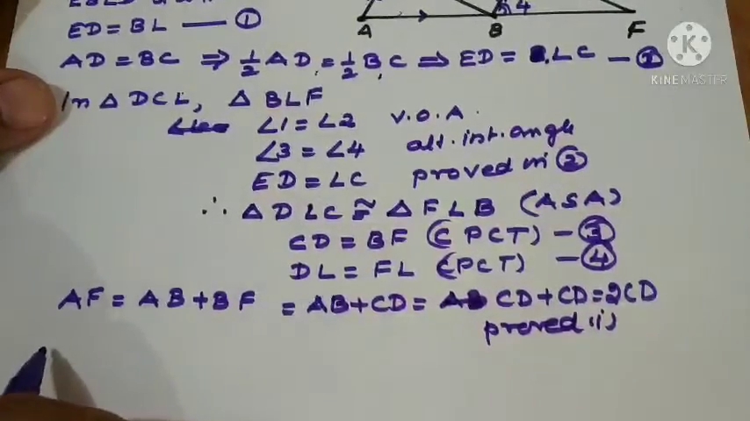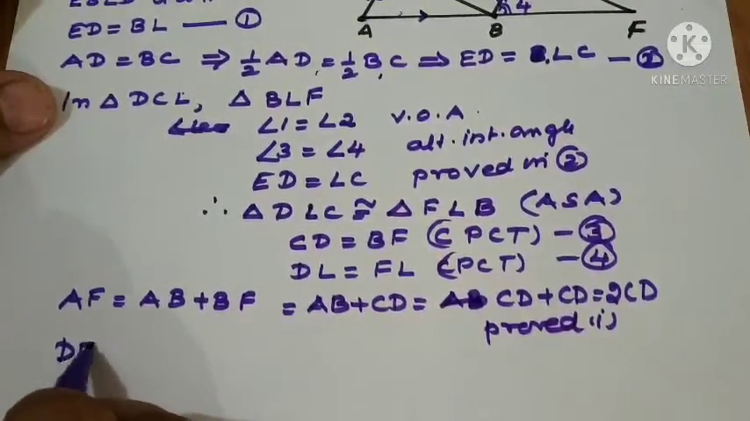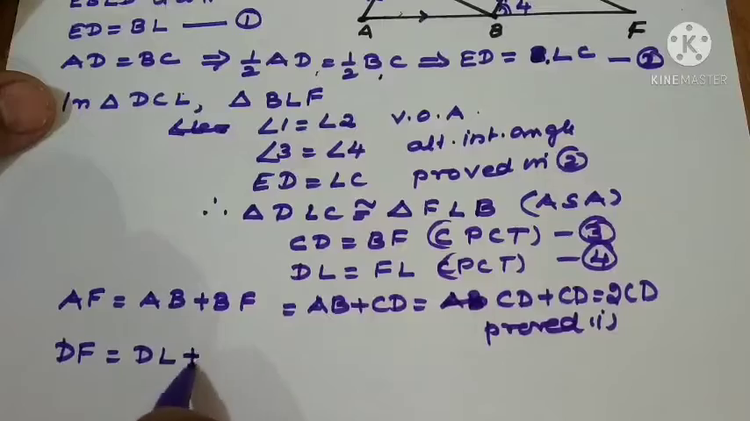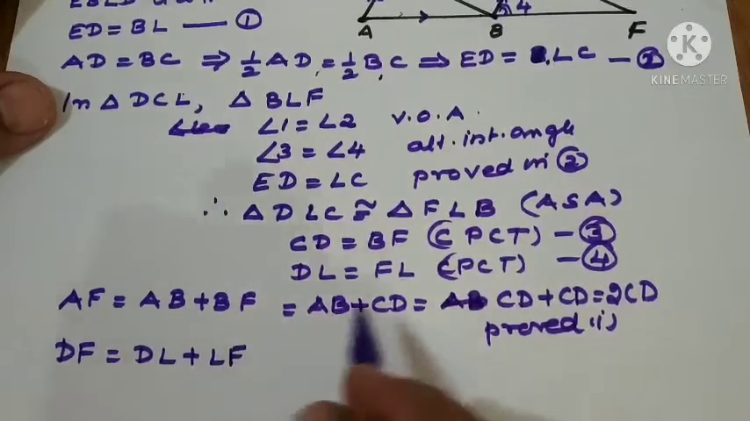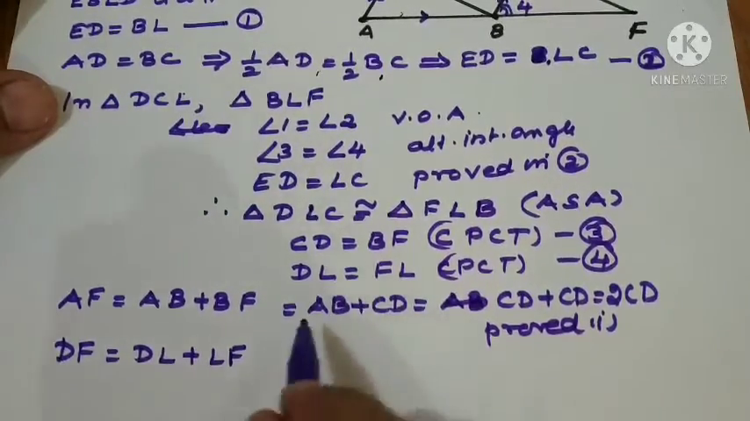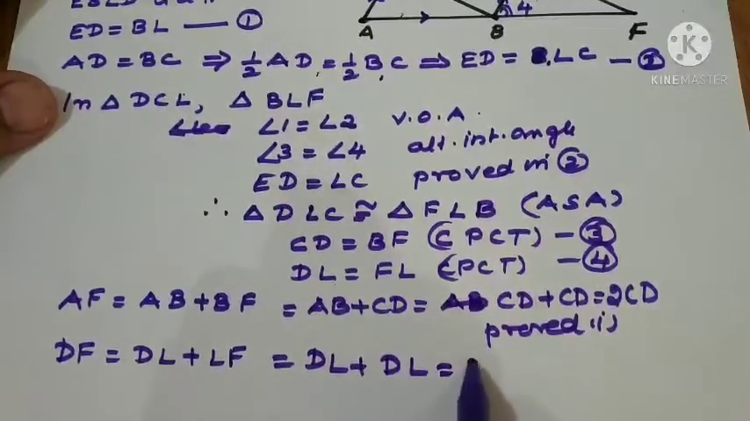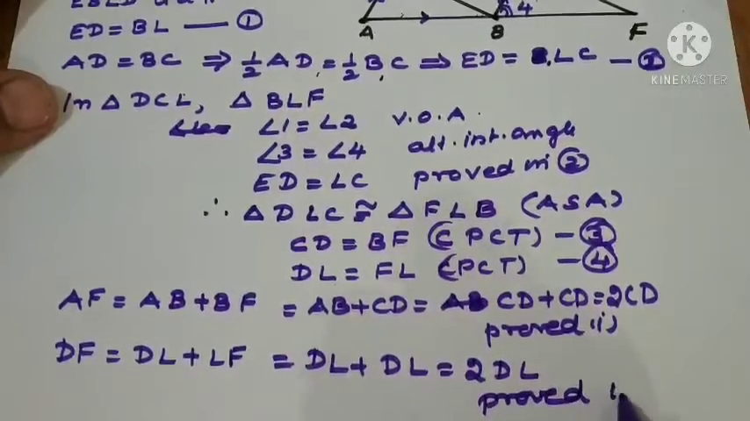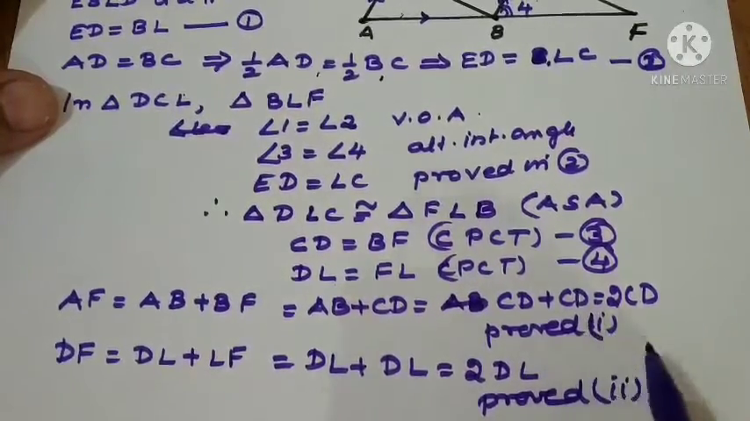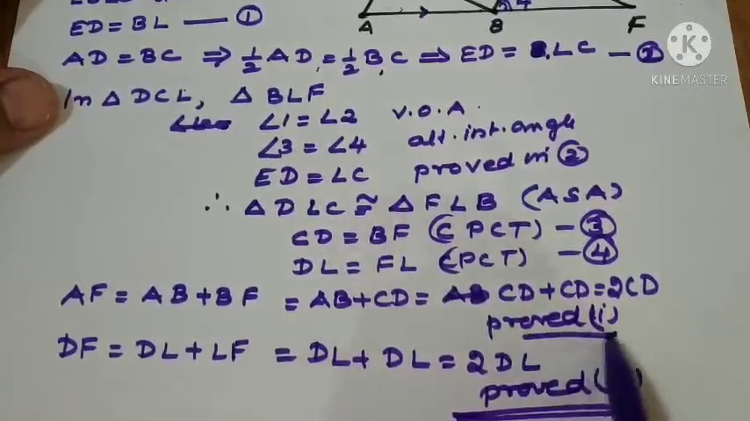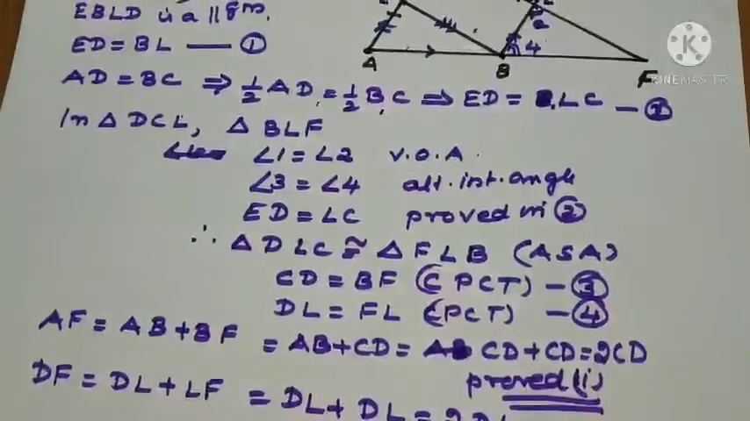What is the next? DF. From the figure, DF equal to DL plus LF. By CPCT, DL and LF are equal. So DL plus DL, it is equal to 2DL. Let's prove the second part. Here 1 and here 2. With this, today's video I am winding up. Thank you.